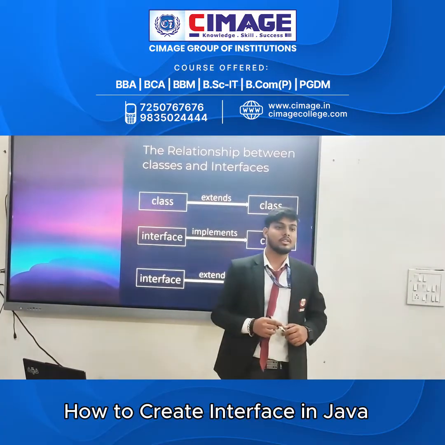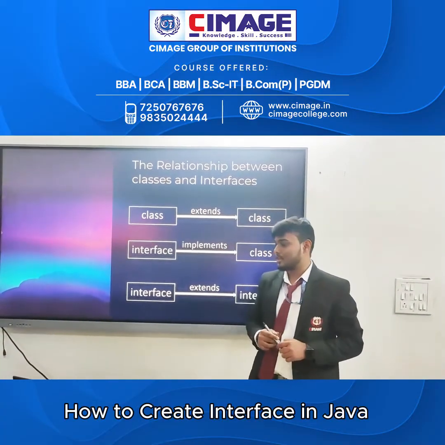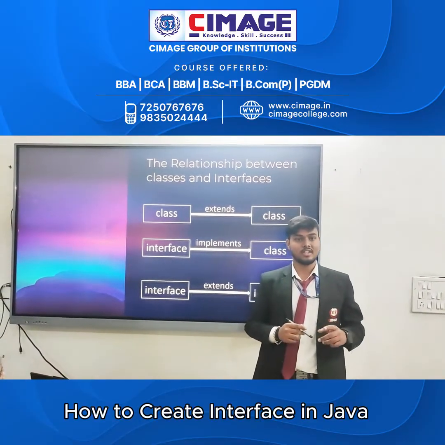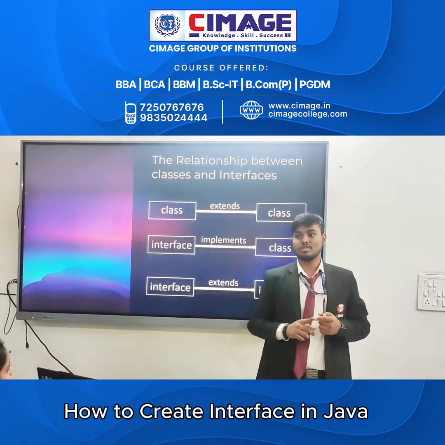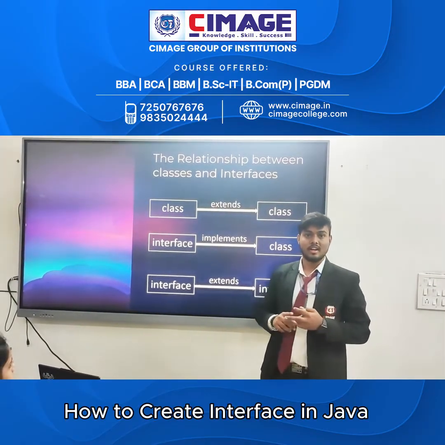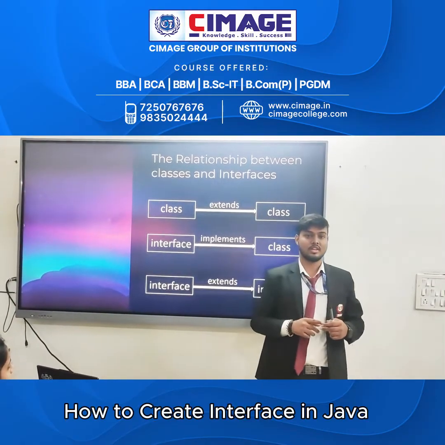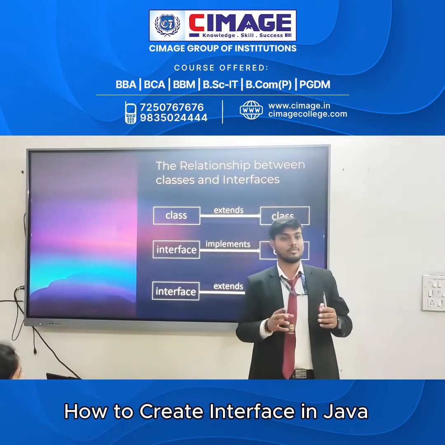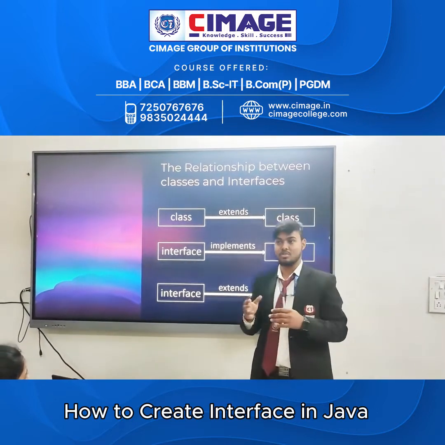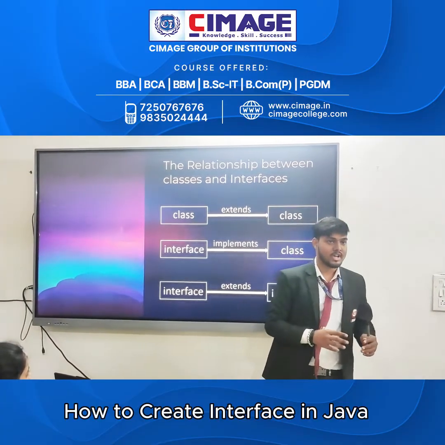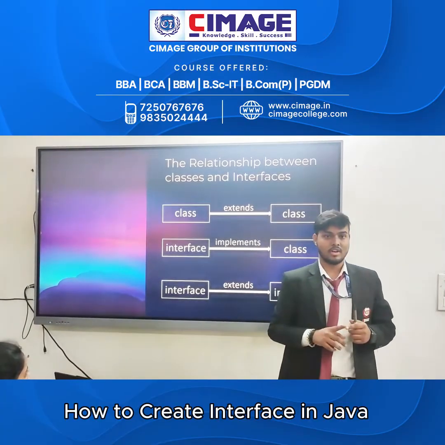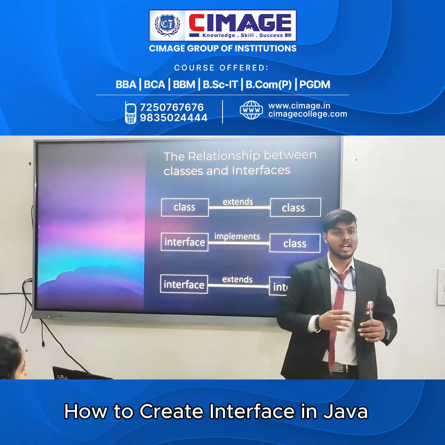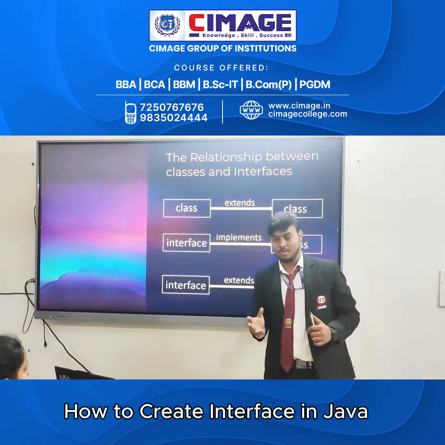Now I'll talk about the relationship between classes and interfaces. We use the extends keyword and the implements keyword to show the relation. When the types are similar, like when we create a relationship from class to class or interface to interface, we use the extends keyword. When we create a relationship between an interface and a class, we use the implements keyword.